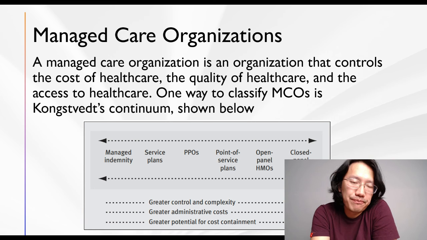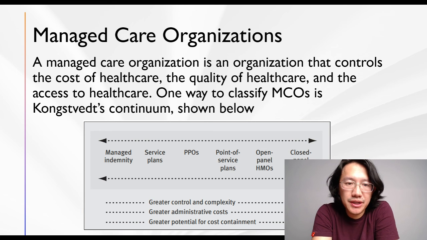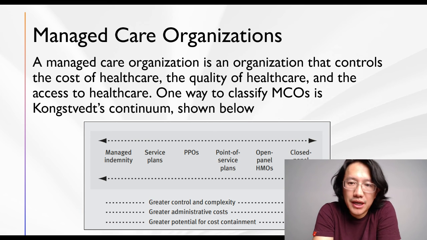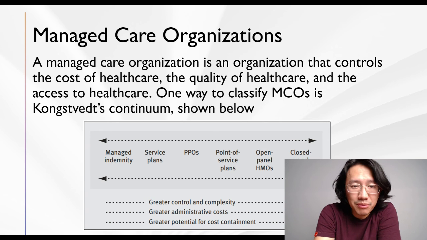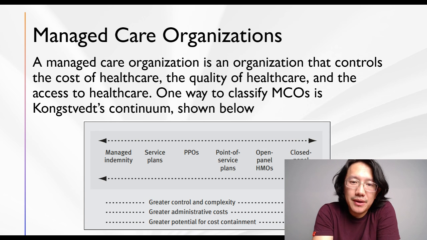On the left side, you see managed indemnity, and on the extreme right side, you have closed panel HMOs. The two things we talked about, the PPO is in the middle, and the HMO is on the right side. On the bottom of the chart, you can see the more you move to the right side, the more complex cost it's going to get, and the more administrative cost it's going to incur for the employers. So really, it's all about a balance and choices of the employer on which kind of managed care they like to use in their organizations.